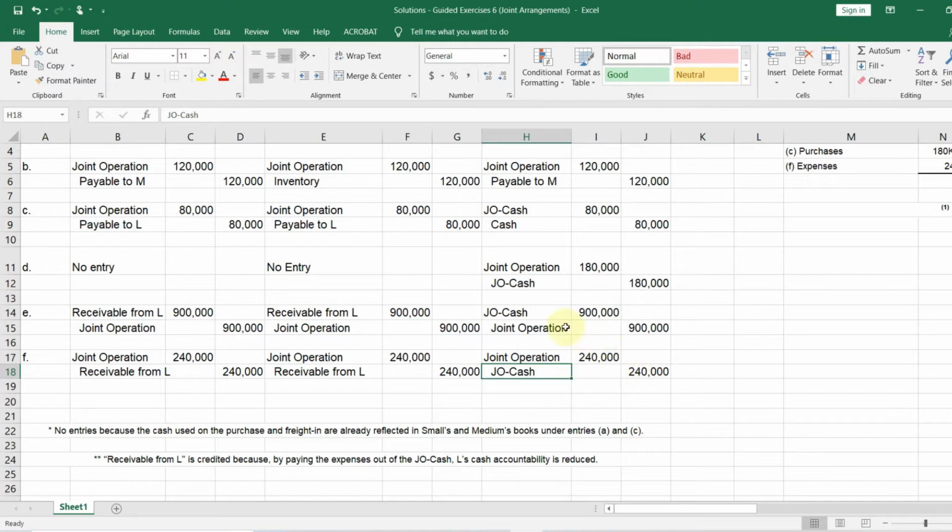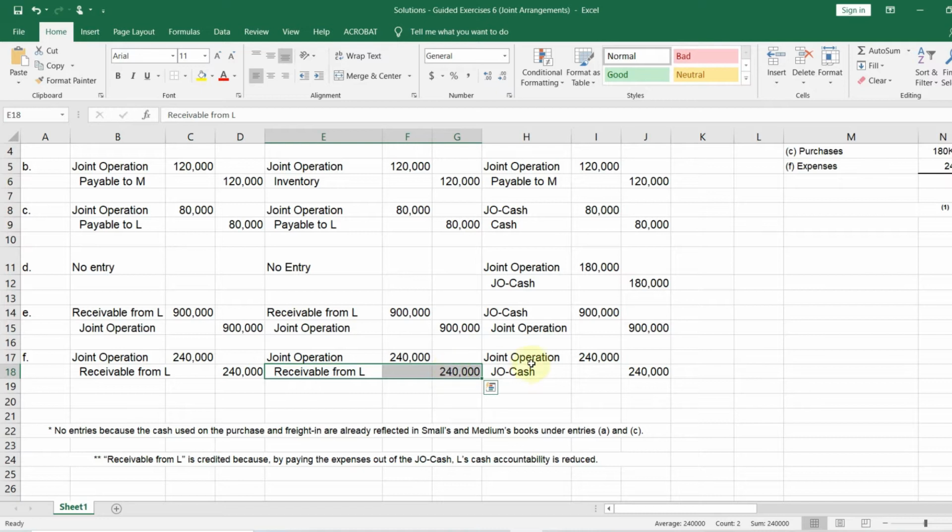So nabawasan yung dapat ibibigay na 900,000, or papamudmud niyang 900,000, nabawasan ng expense na 240. Kaya tama lang na i-record mo ng reduced accountability yung kay L.